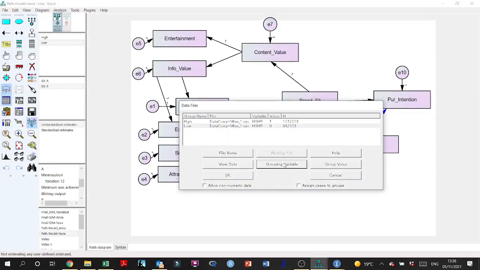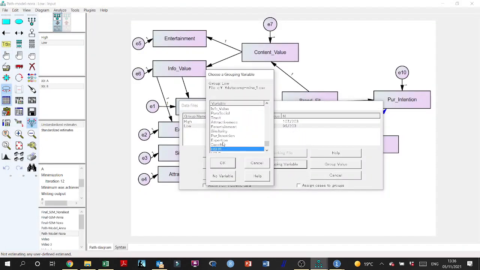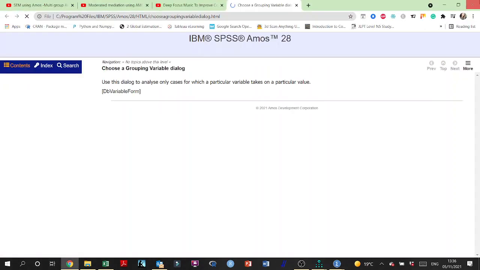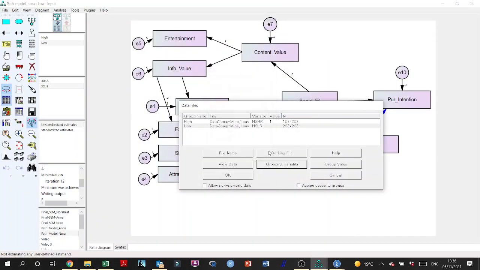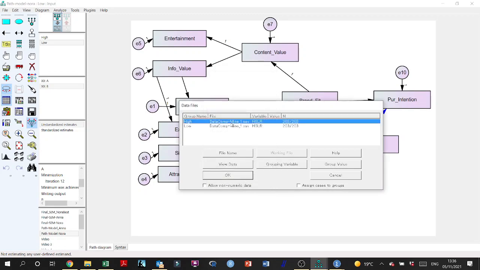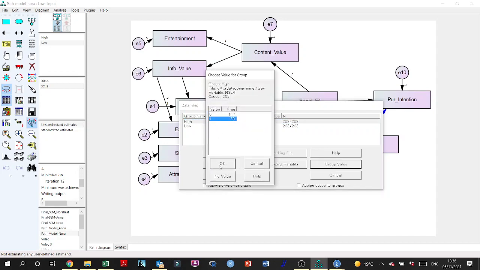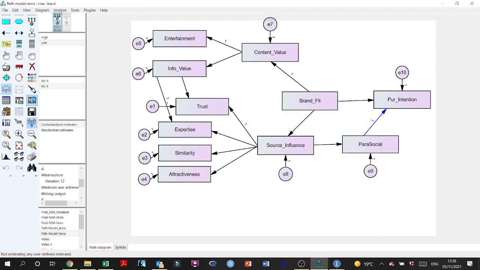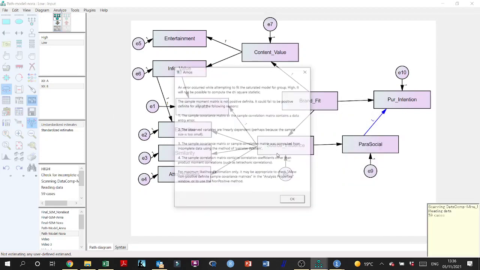So let's change the grouping here to high selectivity but low recommendation, right? Sorry, where am I going? And here, high selectivity, low recommendation. And now over here, this is the high, so I'm going to give it 1, okay? And this is the low, so I'm going to give it 0. And then I hit OK, I run it.